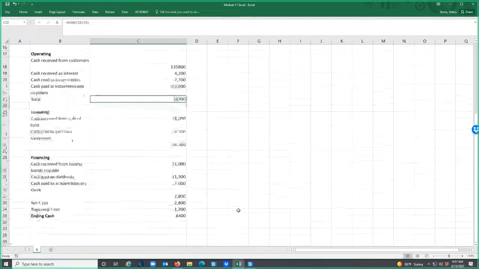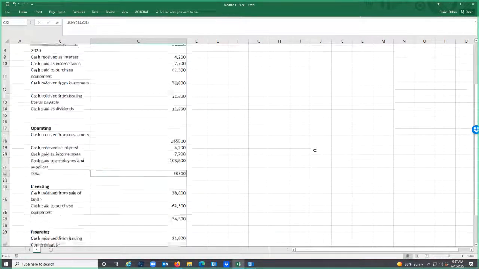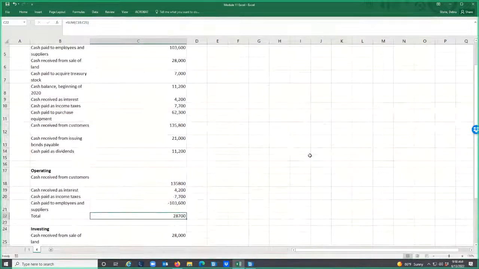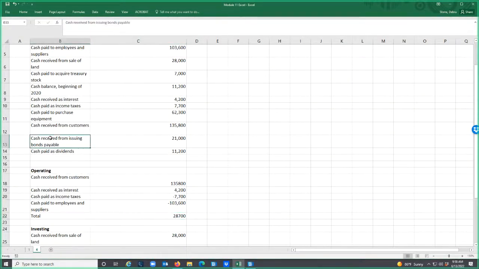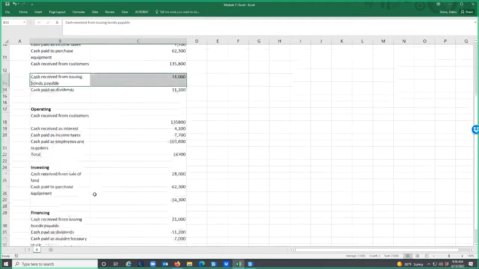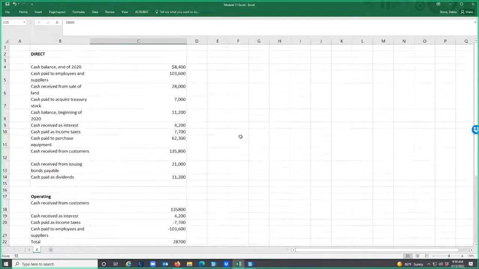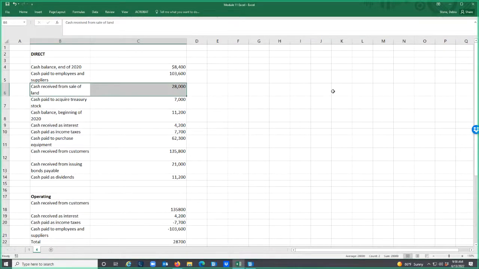Now if we go to financing, we see that we received cash from issuing bonds, which is a financing activity. Here it is, right here, this one. And, okay, so I'm on financing now. I skipped investing. I'm going to go back to investing. Okay, cash received from the sale of land is $28,000. This was an investment. That's here, okay.